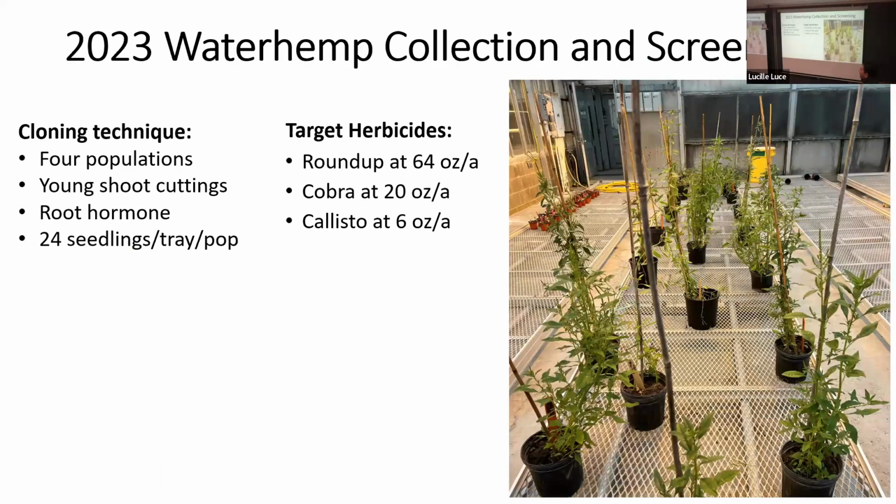Coming to Cornell last year, I was very excited about some of the things going on in the field. We collected some waterhemp populations from grower fields, especially in central New York, in soybean fields. The idea was to see the response of those populations to commonly used herbicides, things like Roundup, Cobra, Callisto. These are commonly used herbicides in soybean and corn. We made clones out of these collected plants, as you see in the greenhouse, four populations. We cloned them and sprayed them with the 2x rate of each of those herbicides using our spray chamber here in Ithaca.